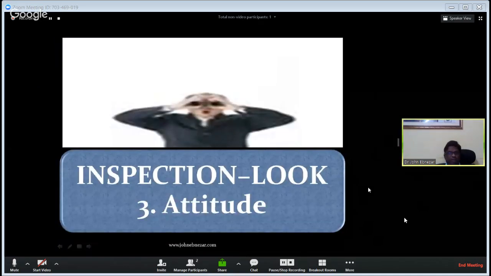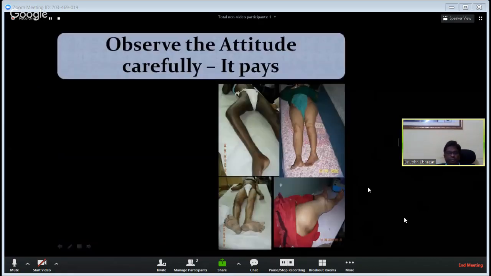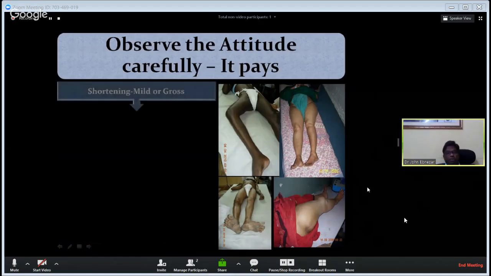Then the third aspect of inspection is to look at the attitude. What is the attitude of the hip or of the limb? Observe the attitude carefully. It pays handsomely if you know how to interpret the attitude of the hip and the lower limbs. What is the length of the lower limb? Is it short or is it lengthened? And if it is short, is it a mild shortening or a gross shortening? That is the first thing you should look for.